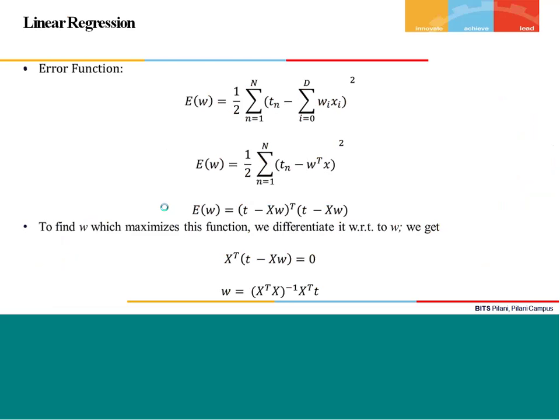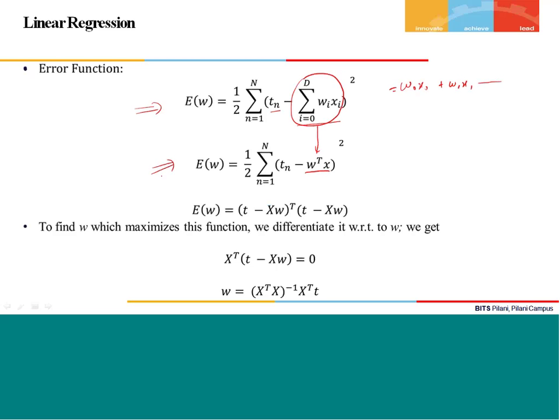So this error function, more elaborately, if you will see this: this is my target variable that is in the data set. This is my value given by my hypothesis. What is my hypothesis? That is nothing but W0 x0 plus W1 x1, whatever it is given. In short form, I can write this in a vector form, w transpose x. Everything else remains the same.